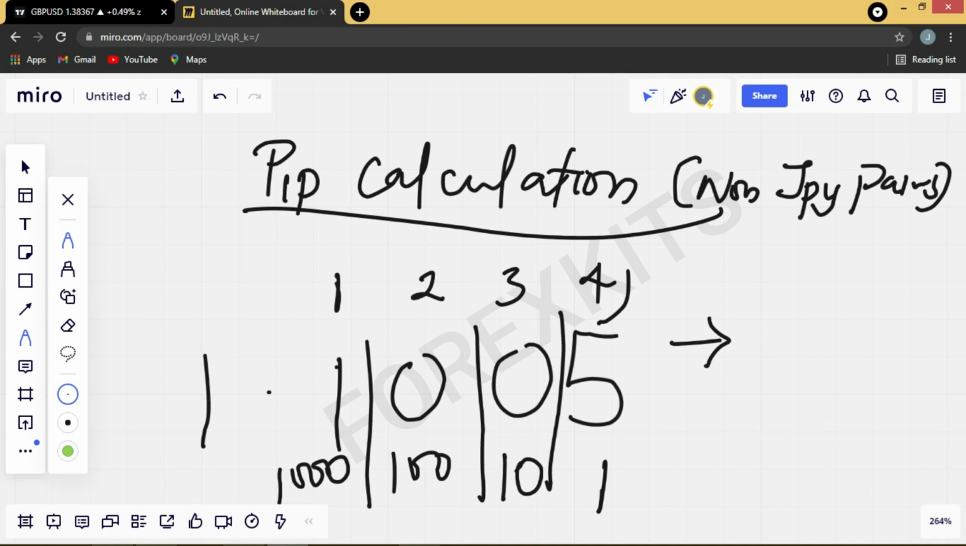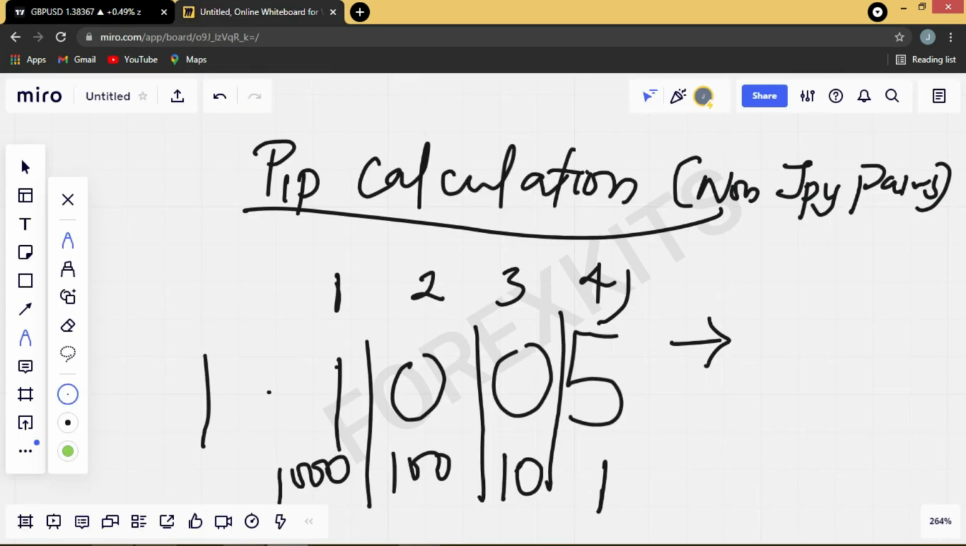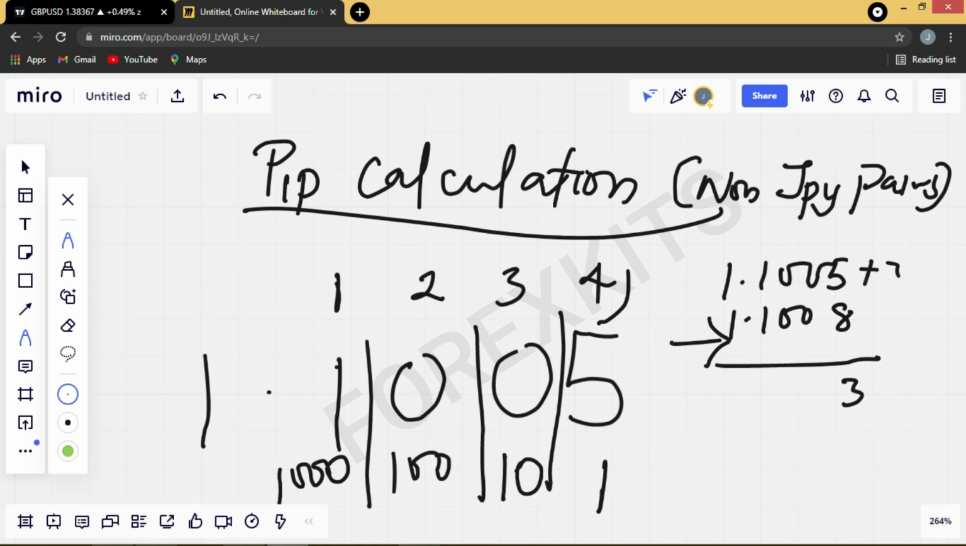So what I mean by this is, if I push this to the right hand side, let's do the calculation here. 1.1005. If price moves from 1.1005 to 1.1008, you now understand that this is a 3 pip difference. If you add 3 to 5, plus 3, 8 is what you get. So it's a 3 pip difference.